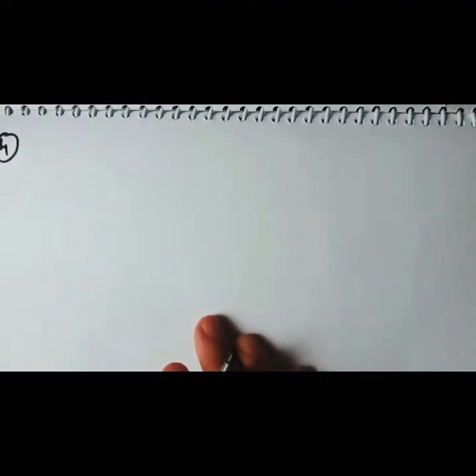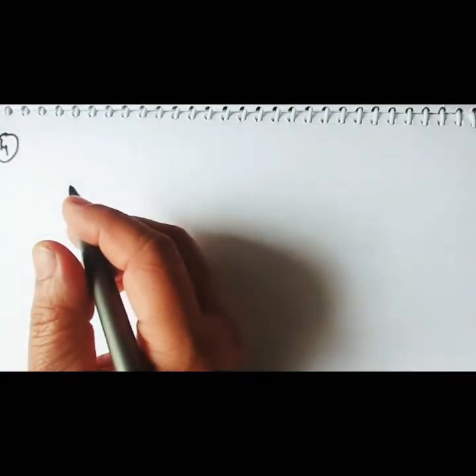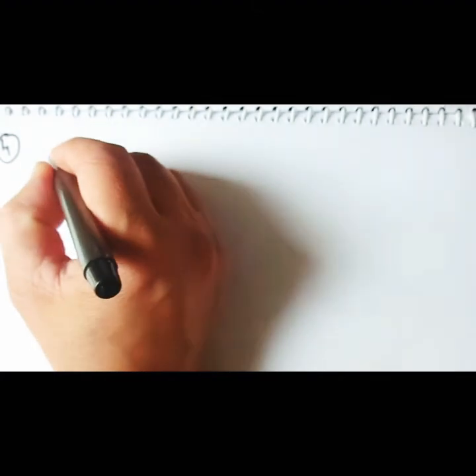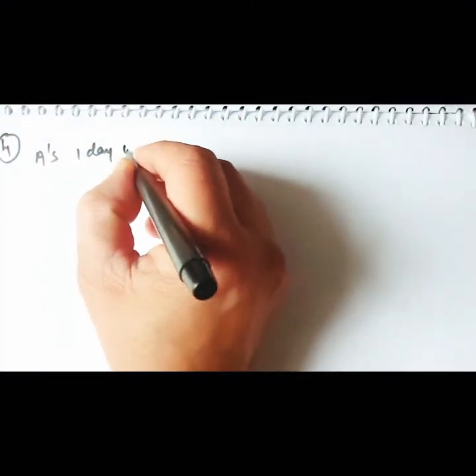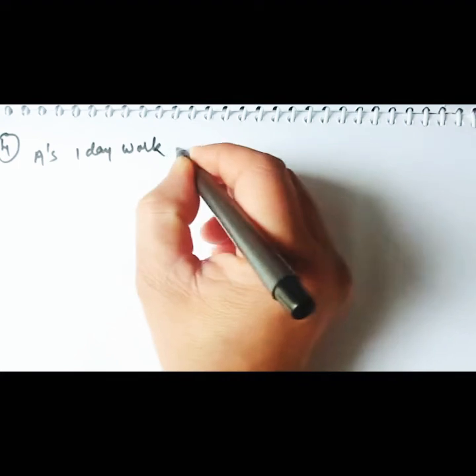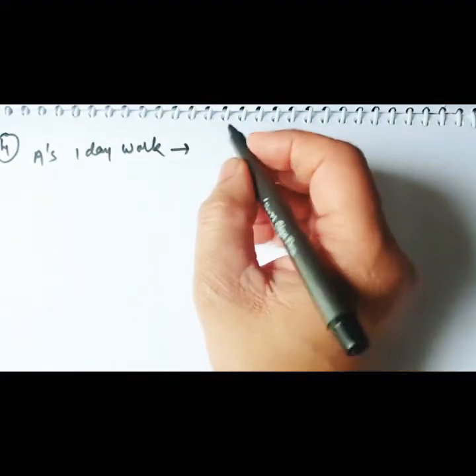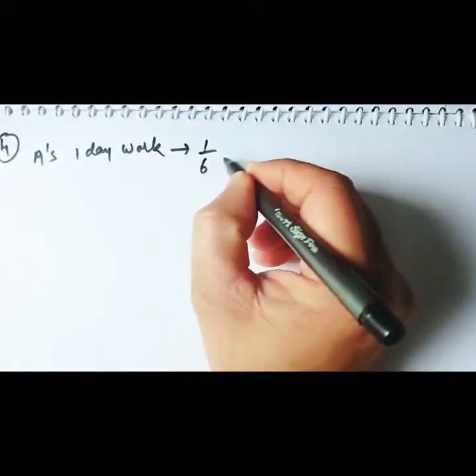In number 4, my dear, they are saying that A, B and C can do a piece of work in 6 days, 12 days and 24 days respectively. So, fine. No problem. No issue. Why? Because here A's 1 day work, you can find it out as 1 by 6. Very good.